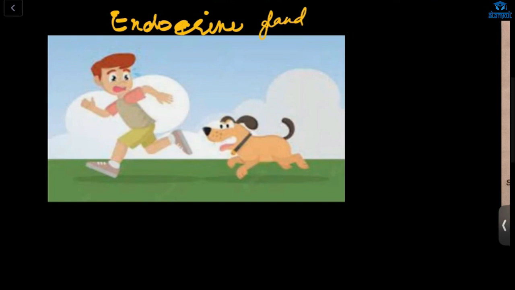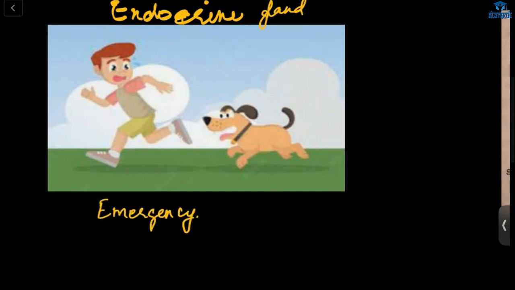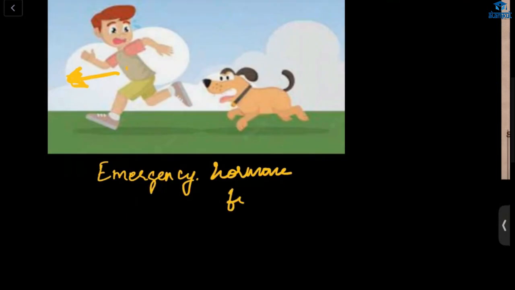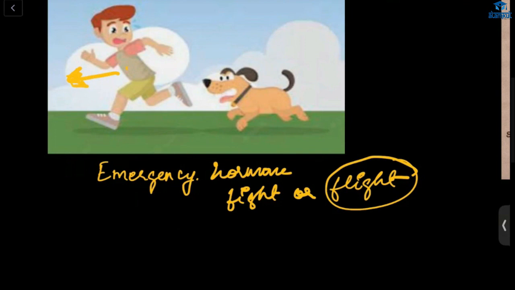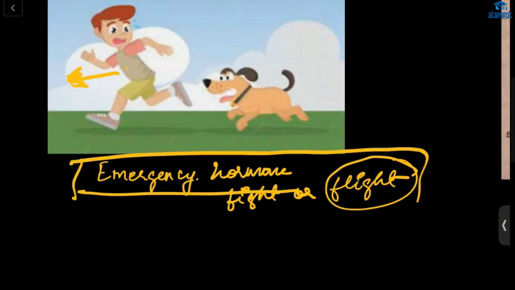This hormone is called the emergency hormone. It will be secreted into the bloodstream. So this is the response of this person, running away. This emergency hormone makes the person either fight or flee, that is, run away or fight. This is something you will learn later.